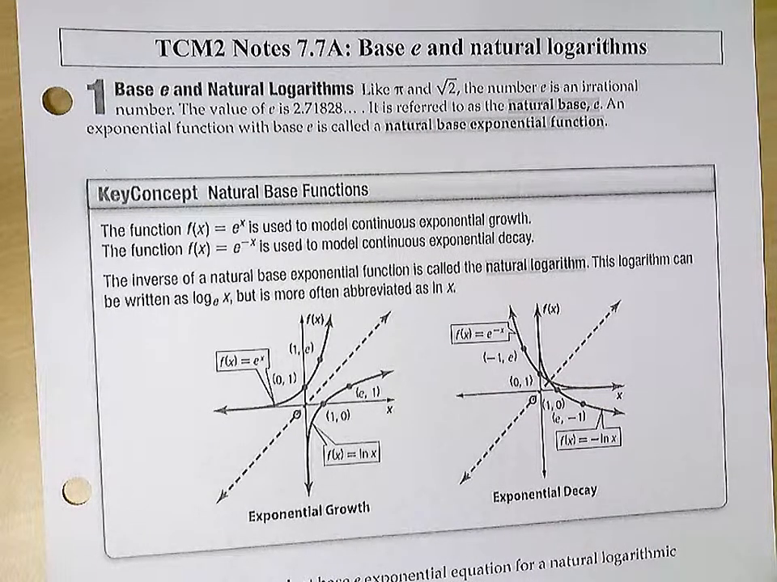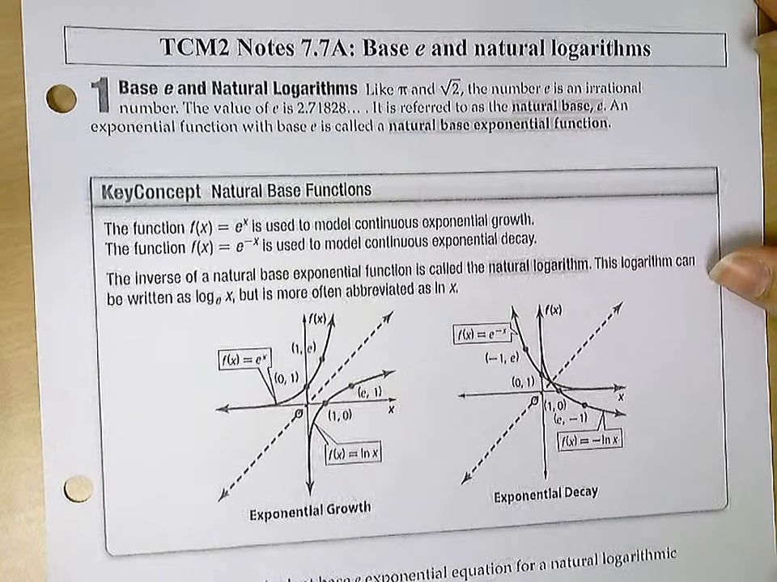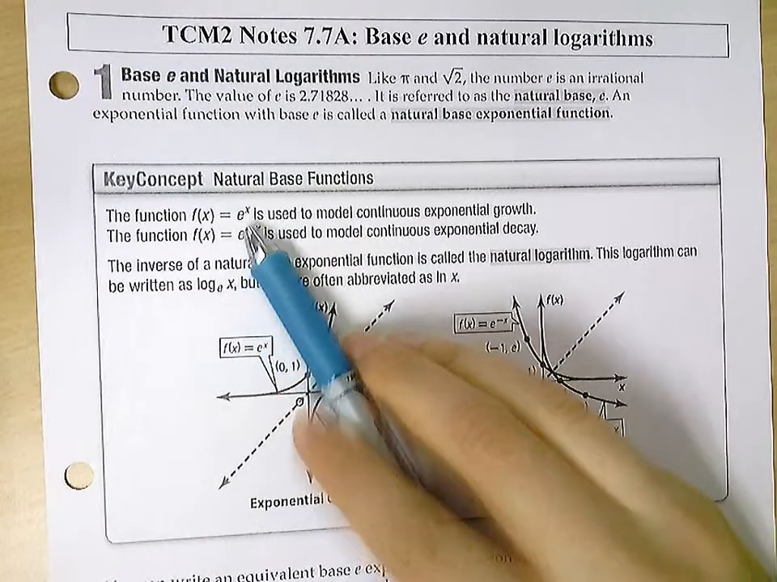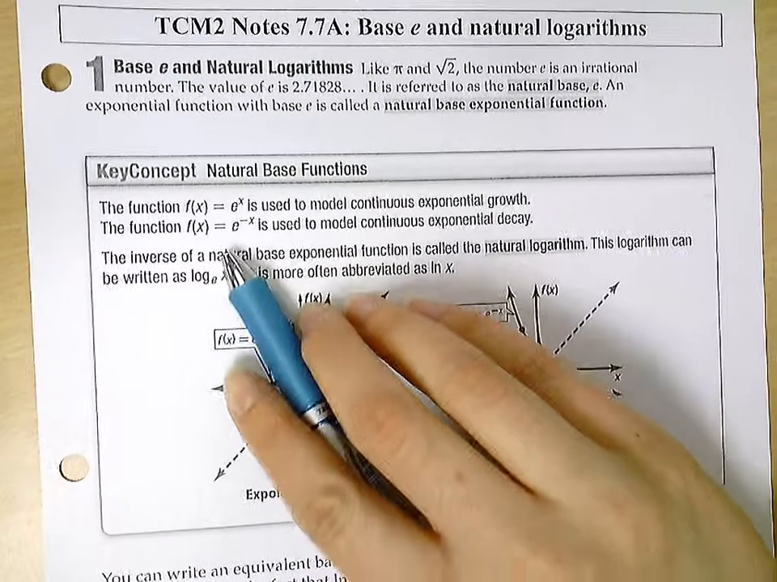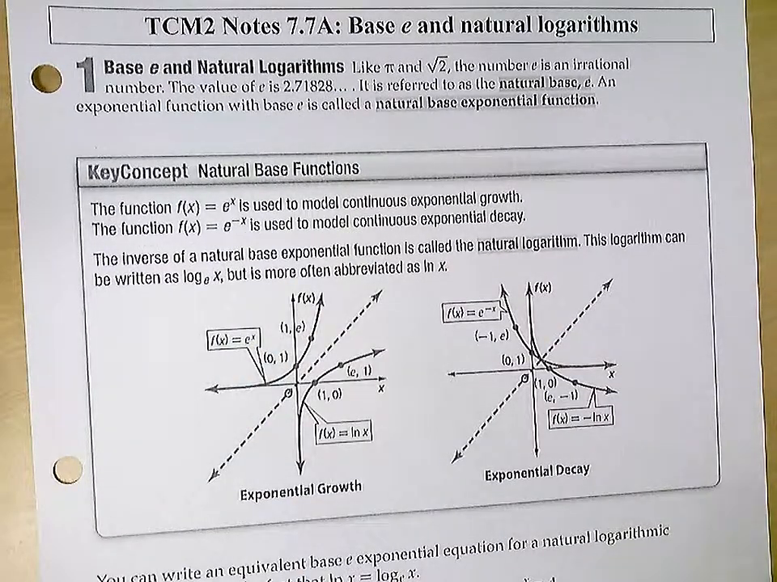The value of e is 2.71828 and so on. So it keeps going and going and going. It is referred to as the natural base e. An exponential function with base e is called a natural base exponential function. The function e to the x power is used to model continuous exponential growth. The function f of x equals e to the negative x is used to model continuous exponential decay.